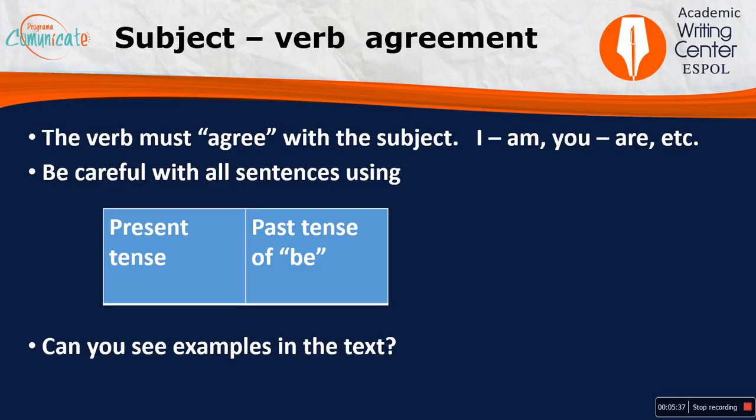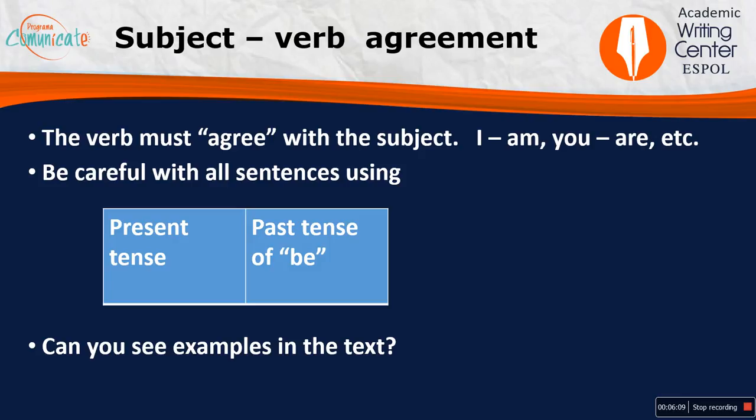some of the considerations when we're checking subject-verb agreement. So this phrase, the verb must agree with the subject, what do we mean? If we use the verb be as an example, for the subject I, we use the verb am in the present simple form. You are, etc. So there's a correct verb form that matches or corresponds to the subject.